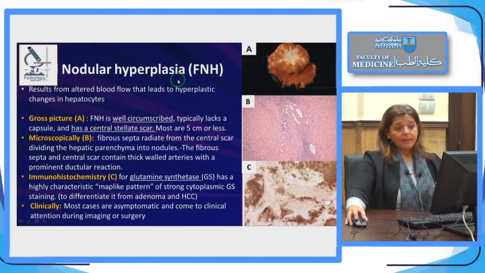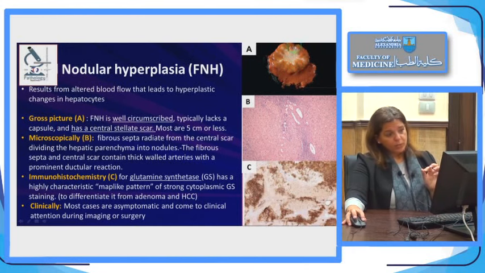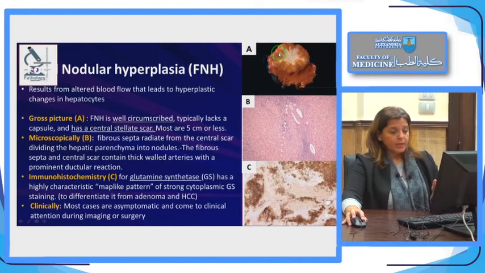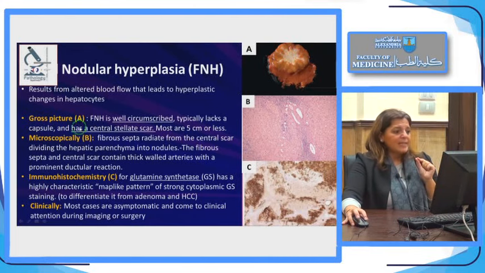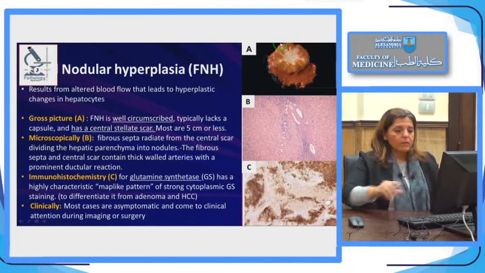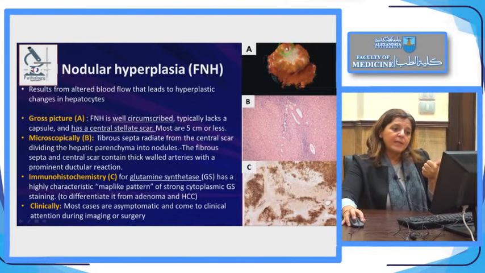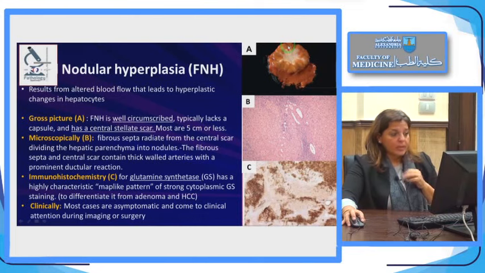Grossly, how does it look? It looks like that. It is very well circumscribed. It lacks a capsule. We don't see a capsule, so it is not a tumor. It is not a benign tumor with a capsule. So it is well circumscribed but does not have a capsule, but it has something very characteristic: a central stellate scar, a scar in the middle, from which radiate branches, or fibrous fingers. So there are three important things: it is well circumscribed, it is not capsulated, and it has a central stellate scar. Usually the size is 5 centimeters or less.